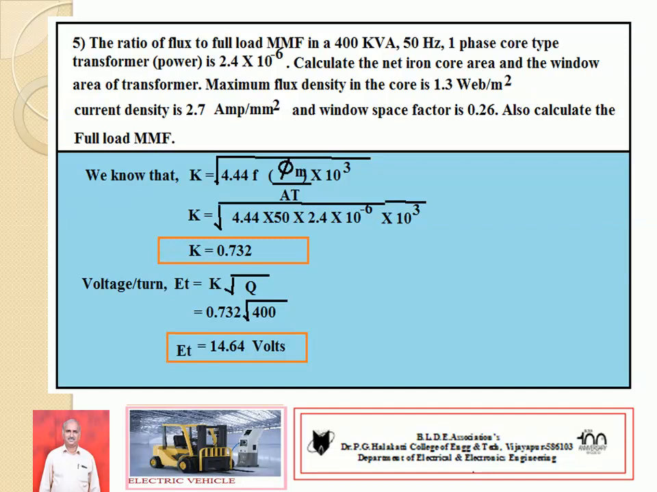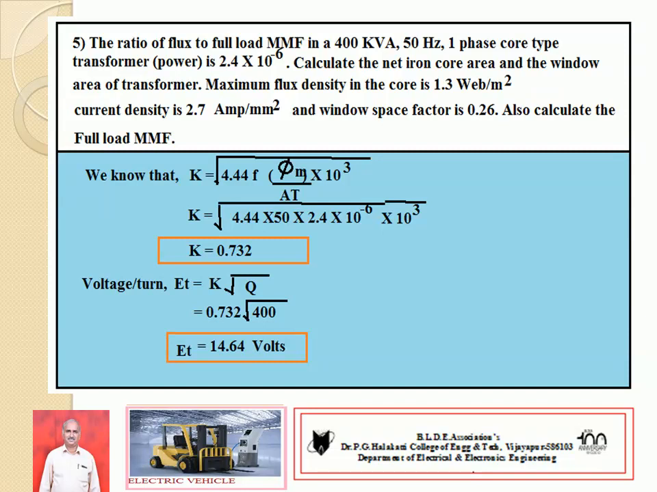The ratio of phi m by AT is taken as R. This should be taken as some constant term. Getting the idea? The final expression is K equals the square root of 4.44 F into R into 10 to the power of 3. The only change is that the R value is replaced. R equals phi m by AT. Getting the idea? The phi m by AT value is given as 2.4 into 10 to the power of minus 6. Hence, you determine the K value. So K becomes 0.732.